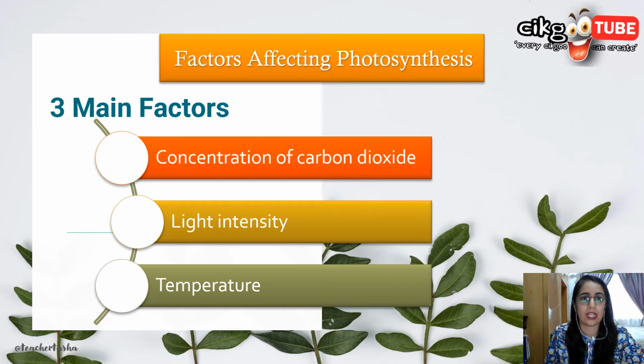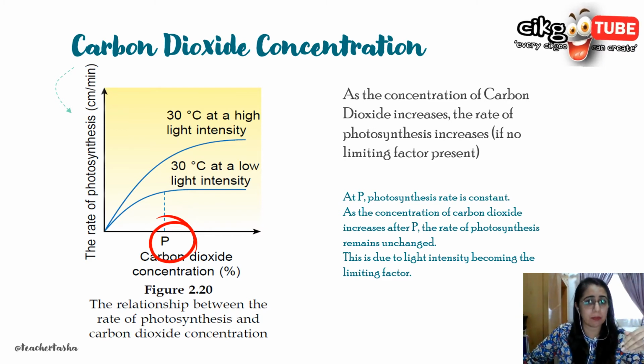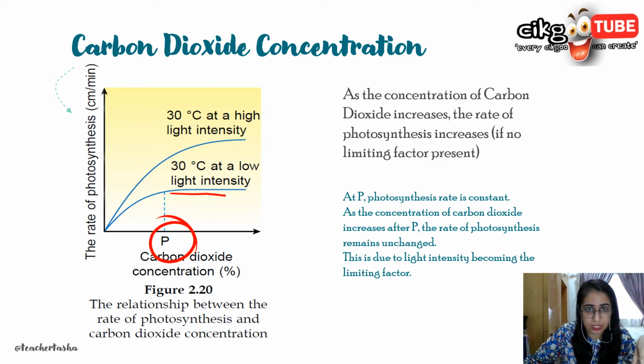Now, the first one, carbon dioxide concentration. Carbon dioxide is needed for glucose synthesis. So at constant light intensity and temperature, what happens is that the increase of carbon dioxide concentration increases the photosynthesis until saturation point P. Now at P here, the photosynthesis rate is constant. So as the concentration of carbon dioxide increases after P, the rate of photosynthesis will remain unchanged. So that's why you see the graph goes constant here.